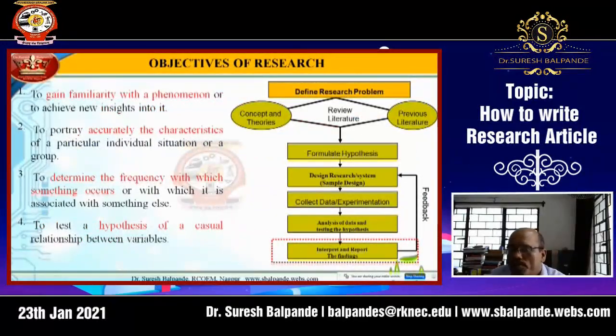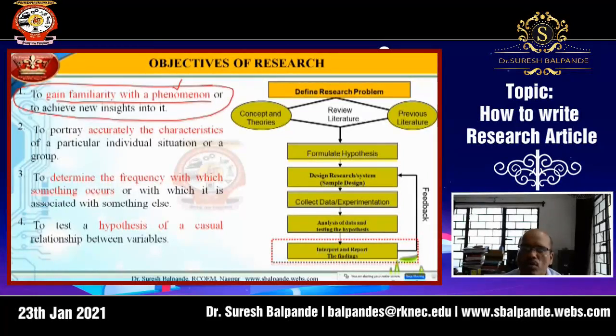Now, what are the objectives of the research? Why should we go for the research? Why should we go for publishing the research paper? So, the most important objective is to gain familiarity with the phenomena. A few new things which you want to learn, you will get out of this activity. You will get new insight about the phenomena which you have proposed, or which exists, and you want to evaluate it.